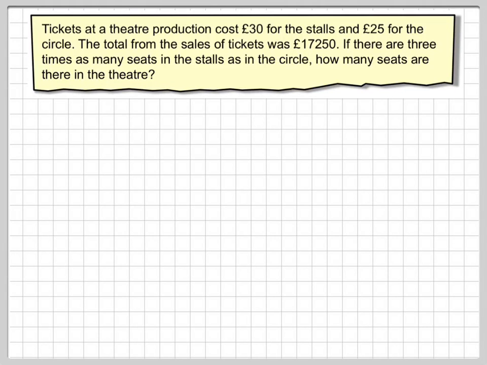So in this video we've got a practical problem we're going to model using simultaneous equations. It says tickets at a theatre production cost £30 for the stalls and £25 for the circle. The total from the sales of the tickets was 17,250. If there are 3 times as many seats in the stalls as in the circle, how many seats are there in the theatre? So what we've got to do is form some equations.